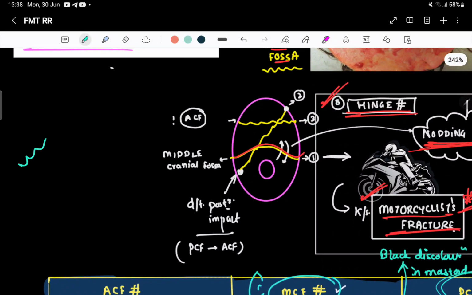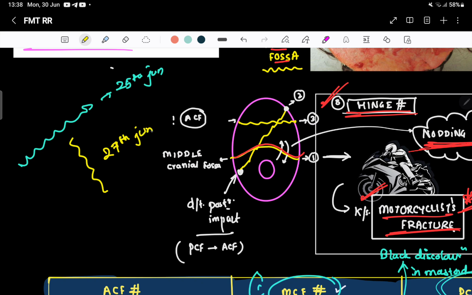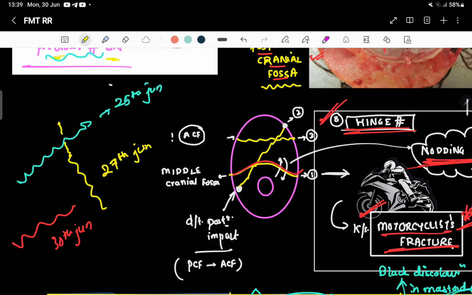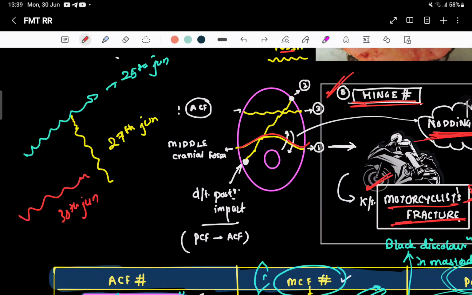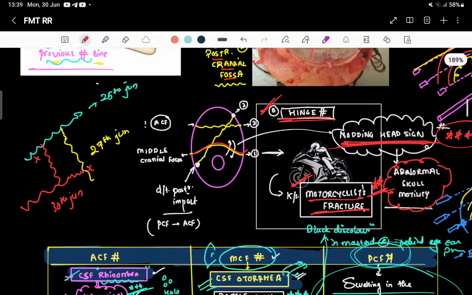Let's say a person suffers a fracture on 25th June. This is the fracture line. The person suffers another fracture on 27th June and another on 30th June, that is today. This yellow line will never cross this blue line, because a new fracture line will never cross the previous one. It will never cross the 25th June line, and the 30th June line will never cross the 27th line. The 30th line will never cross the 25th line as well. Are you understanding? Yes. Okay. So this is Puppe's rule, and it is used for ranking the fractures. Let's move on to the next part.